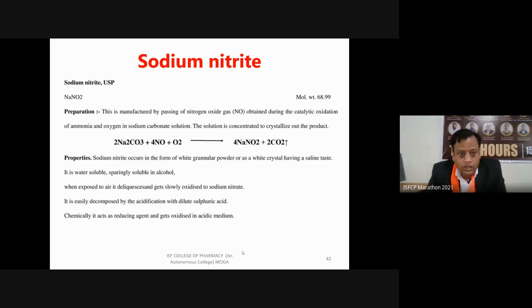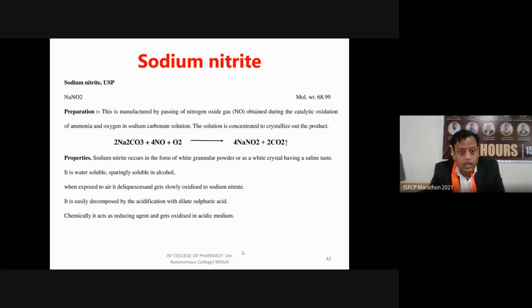The properties of sodium nitrite include: it occurs in the form of white granular powder or as white crystals having a saline taste. It is water soluble, sparingly soluble in alcohol. When exposed to air, it is deliquescent and gets slowly oxidized to sodium nitrate. So sodium nitrite is oxidized to sodium nitrate when exposed to air.